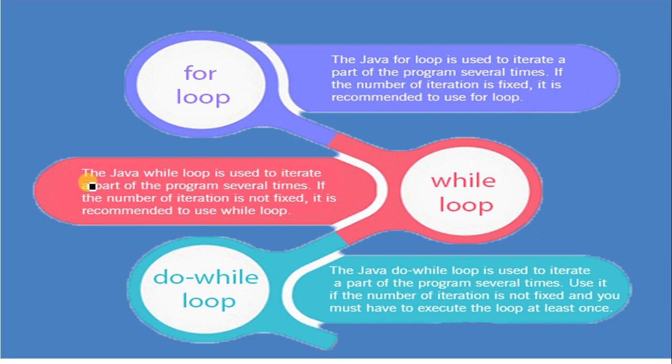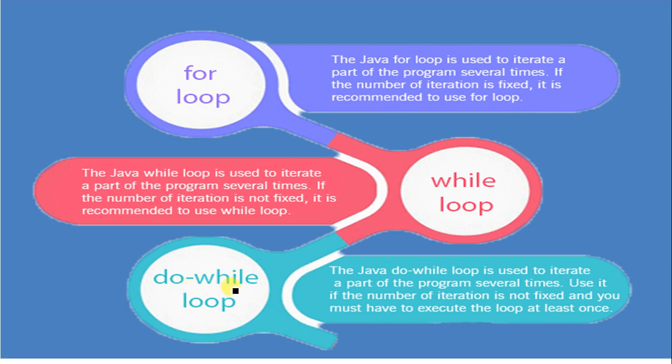Second one, while loop. The Java while loop is used to iterate a part of the program several times. If the number of iterations is not fixed, it is recommended to use while loop.